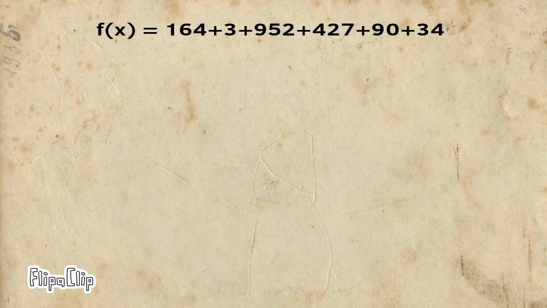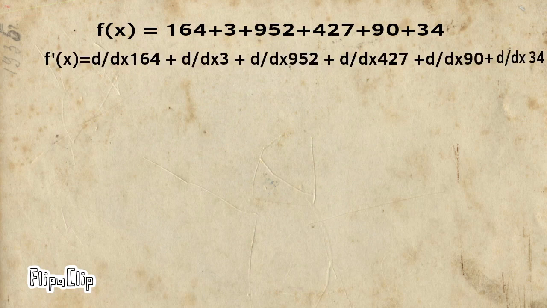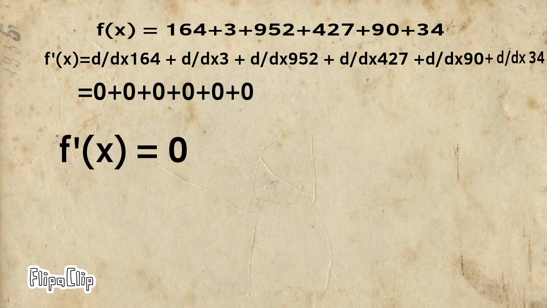Let me give another example. We have f of x equals 164 plus 3 plus 952 plus 427 plus 90 plus 34. Sounds stressful, right? No need to be stressed. Just simply get their derivatives of constants because they're all constant. So they will all become zeros, and our final answer is f prime of x equals 0.